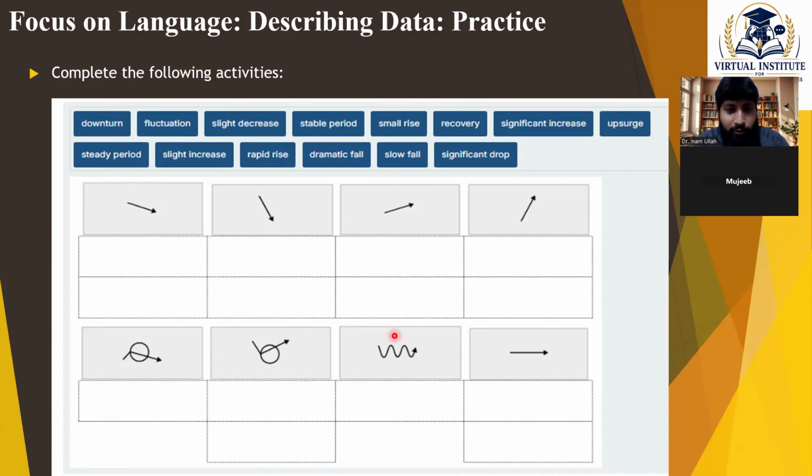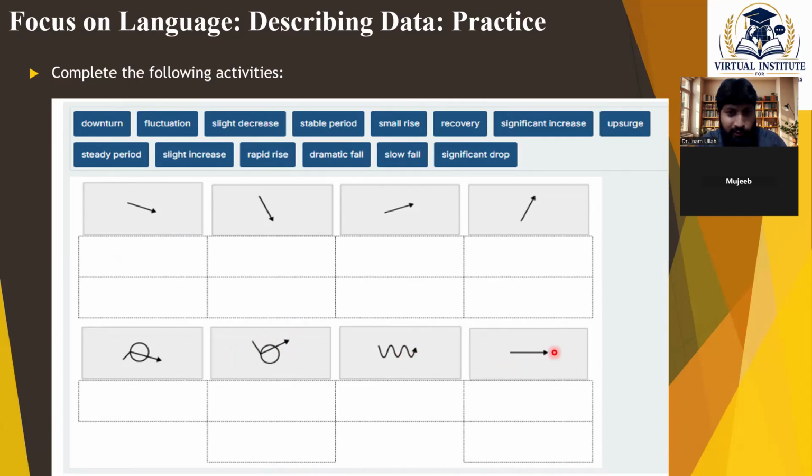What about this one? Fluctuation. Yes, excellent. Fluctuation means when something is not stable, it is moving like this, right? So this is what you call fluctuation. Very good. And this one? Recovery. No, recovery is, this is a recovery, right? This is what you call recovery.